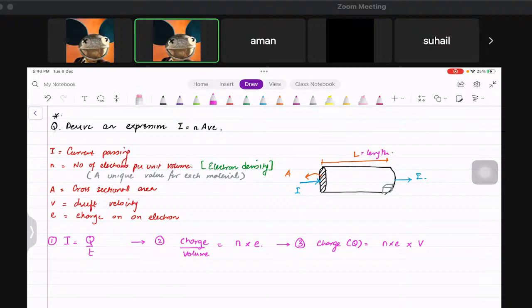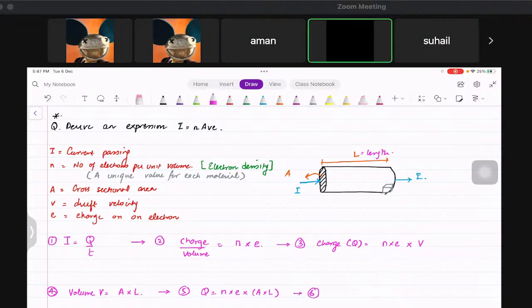Now, the fourth step is going to be when I say that because volume V is cross-sectional area times length, I'm going to put it back, which means that the charge will be equal to n times E times A times L, because instead of this V, I put A times L, right? And in the fifth step, sorry, sixth step.